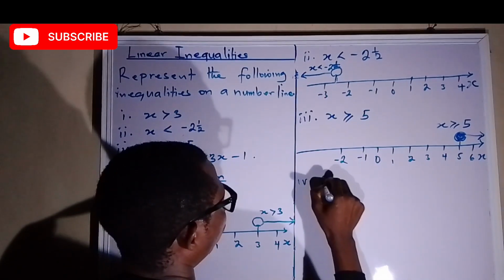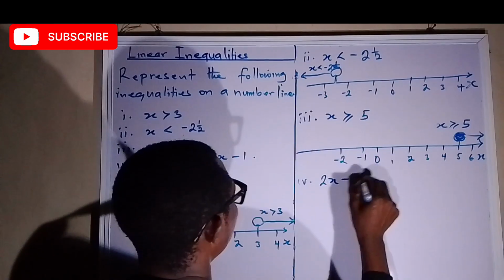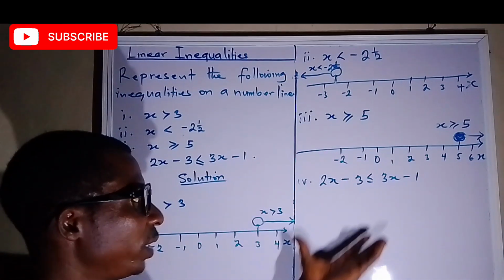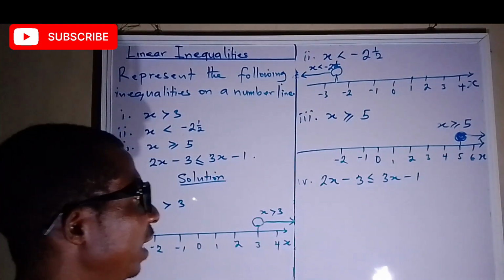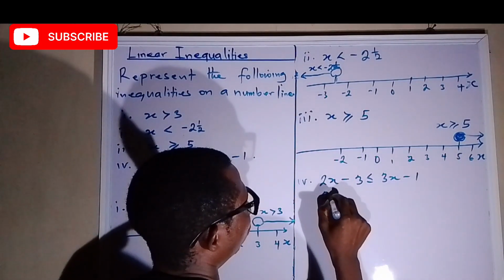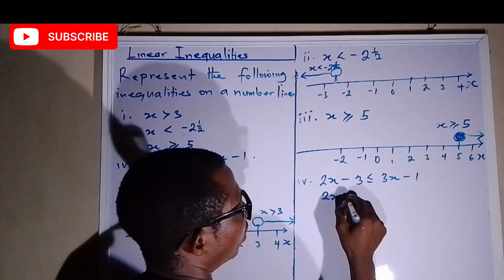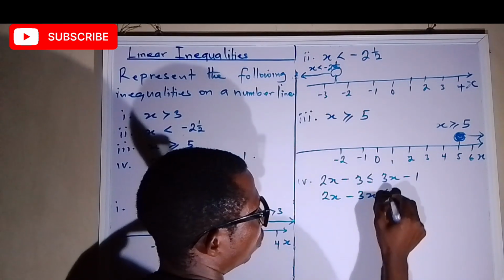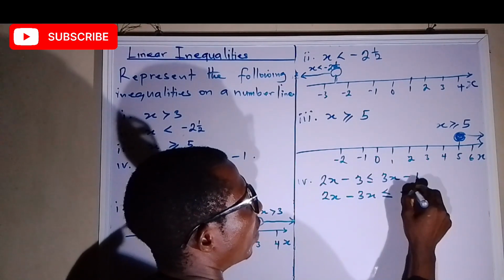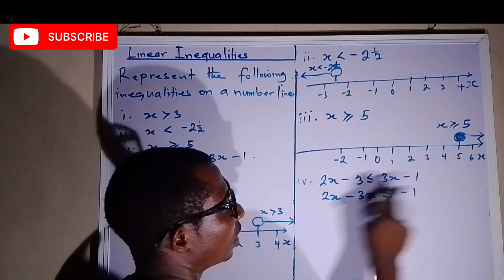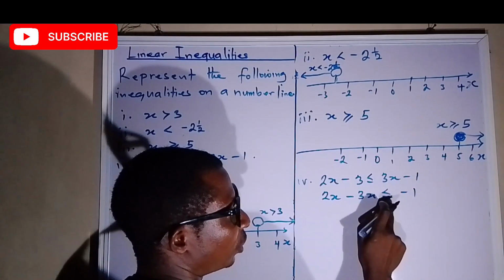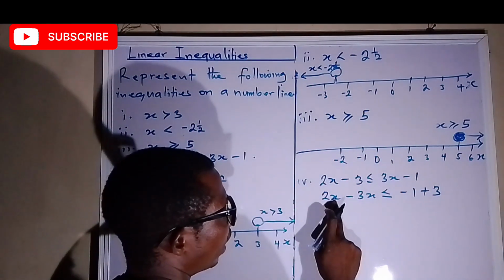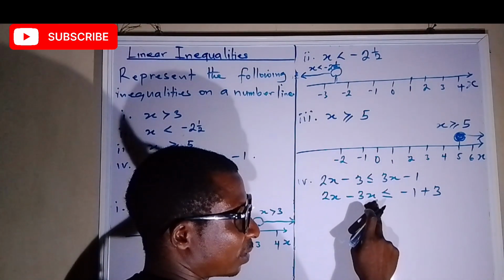We have 2x minus 3 less than or equal to 3x minus 1. Now, you can see we need to simplify this. So we collect the like terms. We have 2x. This one comes to this side and becomes minus 3x. Less than or equal to, we have minus 1 here. So this moves to the other side. The sign changes once it crosses this bridge. So we have plus 3. Okay, so 2x minus 3x.